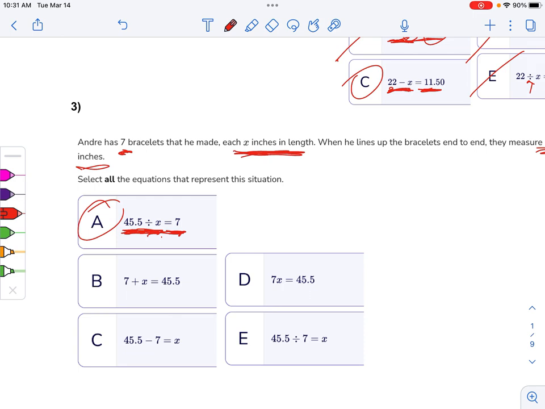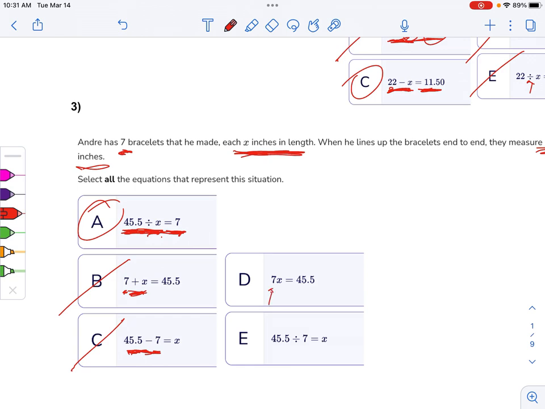Like, that works right there, because we have 7 of the same thing, which does feel like multiplying and dividing. So that means B with addition. That's saying I have 7 bracelets plus even more bracelets, but we're not doing that in this scenario. This is 45.5, so this is saying I have that many inches, and I'm subtracting bracelets. I don't really subtract bracelets from inches. That's not a thing.